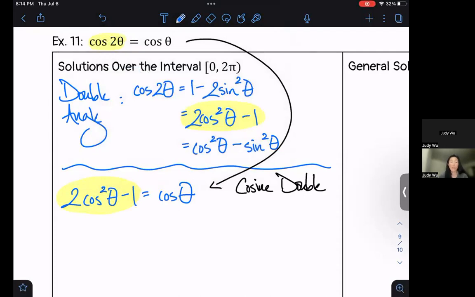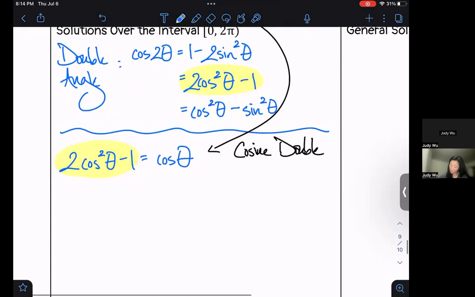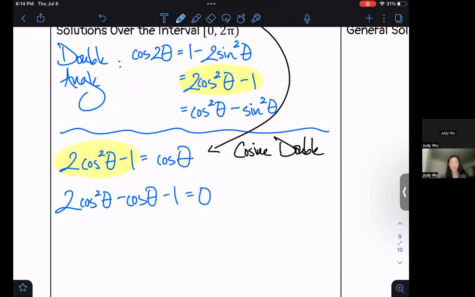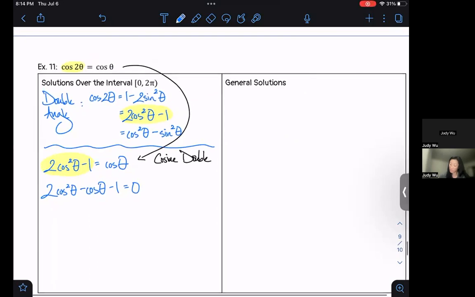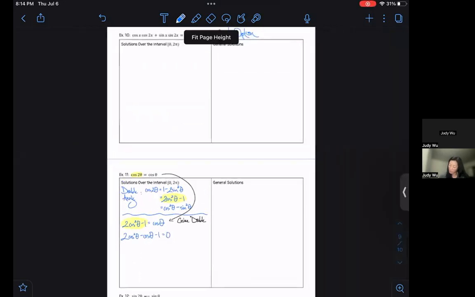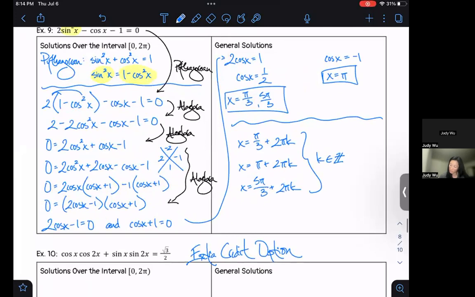Now I see a quadratic. 2 cosine squared theta minus cosine theta minus 1 equals 0. Okay. This, my friends, is going to look a lot like this previous question we did, right? We have something that we're factoring. It's just that the sign in the middle is different. So that's going to give us some different angle.